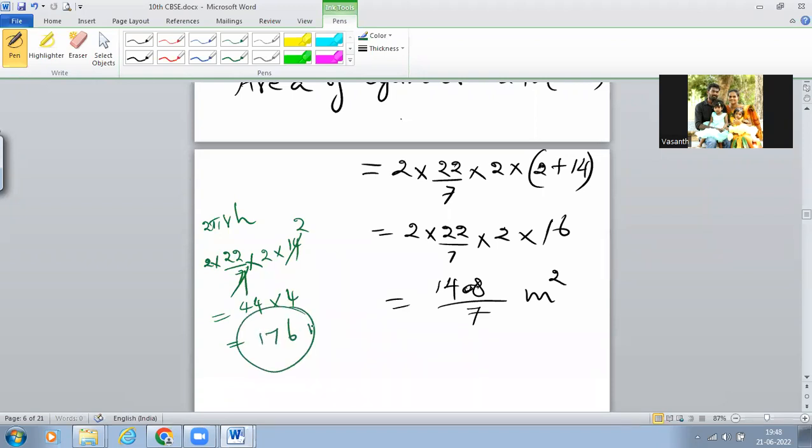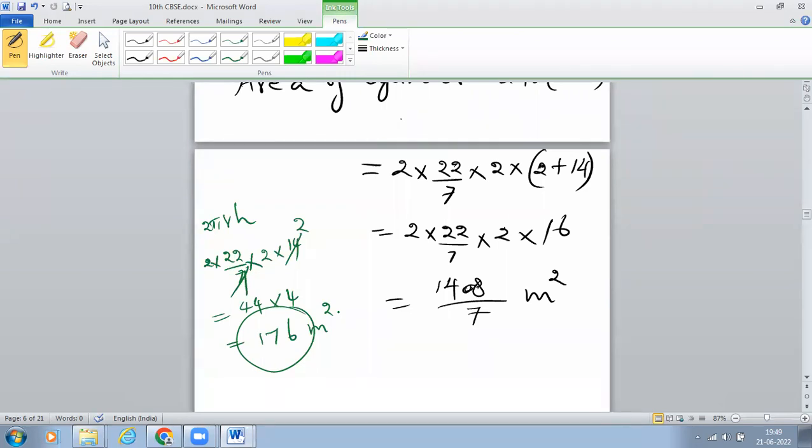Please check whether the answer is given as 176 in the textbook. Please check the answer for this. 201 sheets. Sorry, ma? 201.14. The answer is 201.14. Okay, then this is only right.